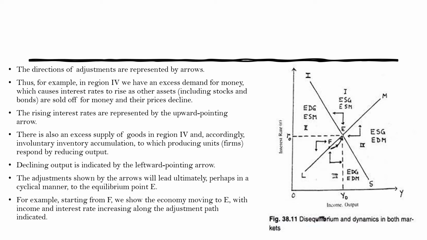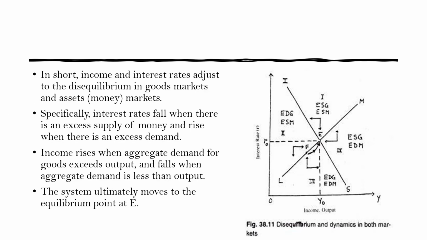For example, if you start from point F, the economy would move to point E with income and interest rate increasing along the adjustment path indicated. In short, income and interest rate would adjust to disequilibrium in the goods market and the asset market. Specifically, the interest rate would fall when there is an excess supply of money and rise when there is an excess demand for money. And income rises when aggregate demand for goods exceeds the output and falls when the aggregate demand is less than the output. The system would ultimately move to the equilibrium point E.